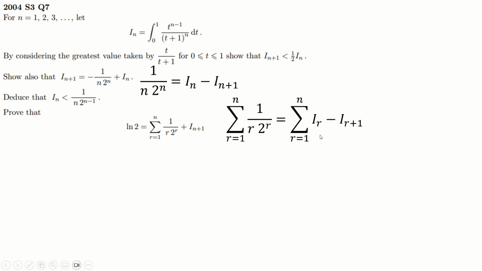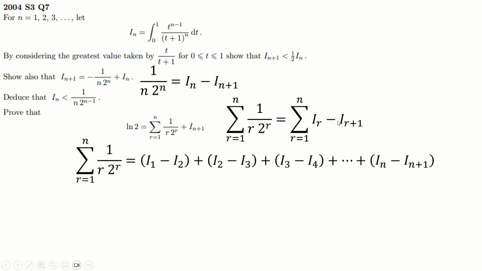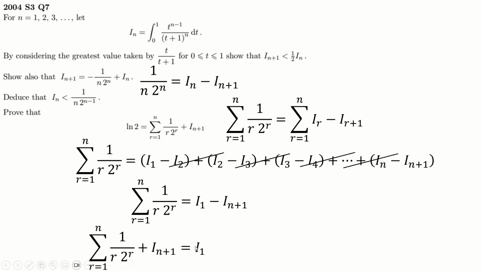And over here, when we do that, of course, you'll have I1 minus I2 plus I2 minus I3 and so on. And those I2s cancel, the I3s cancel, the I4s will cancel. You'll cancel everything except for the I1 and the I(n+1). So you'll end up with this statement here. This is exactly what we had over here, so that's fantastic. That's all good. Again, maybe just rearrange this for I1, because if we do that, all we have to do now is show that I1 is somehow log 2.